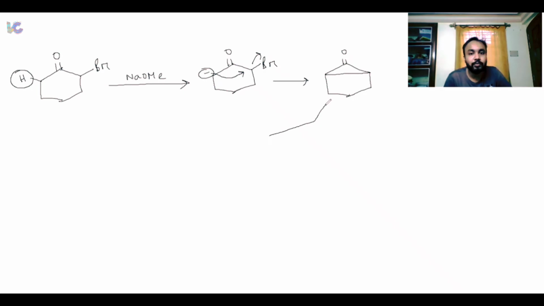Now you have the OMe minus. So OMe minus will attack the carbonyl, and it can open up from either side because both are symmetrical. So we'll end up with a 5-member ring with an ester group. Fine.